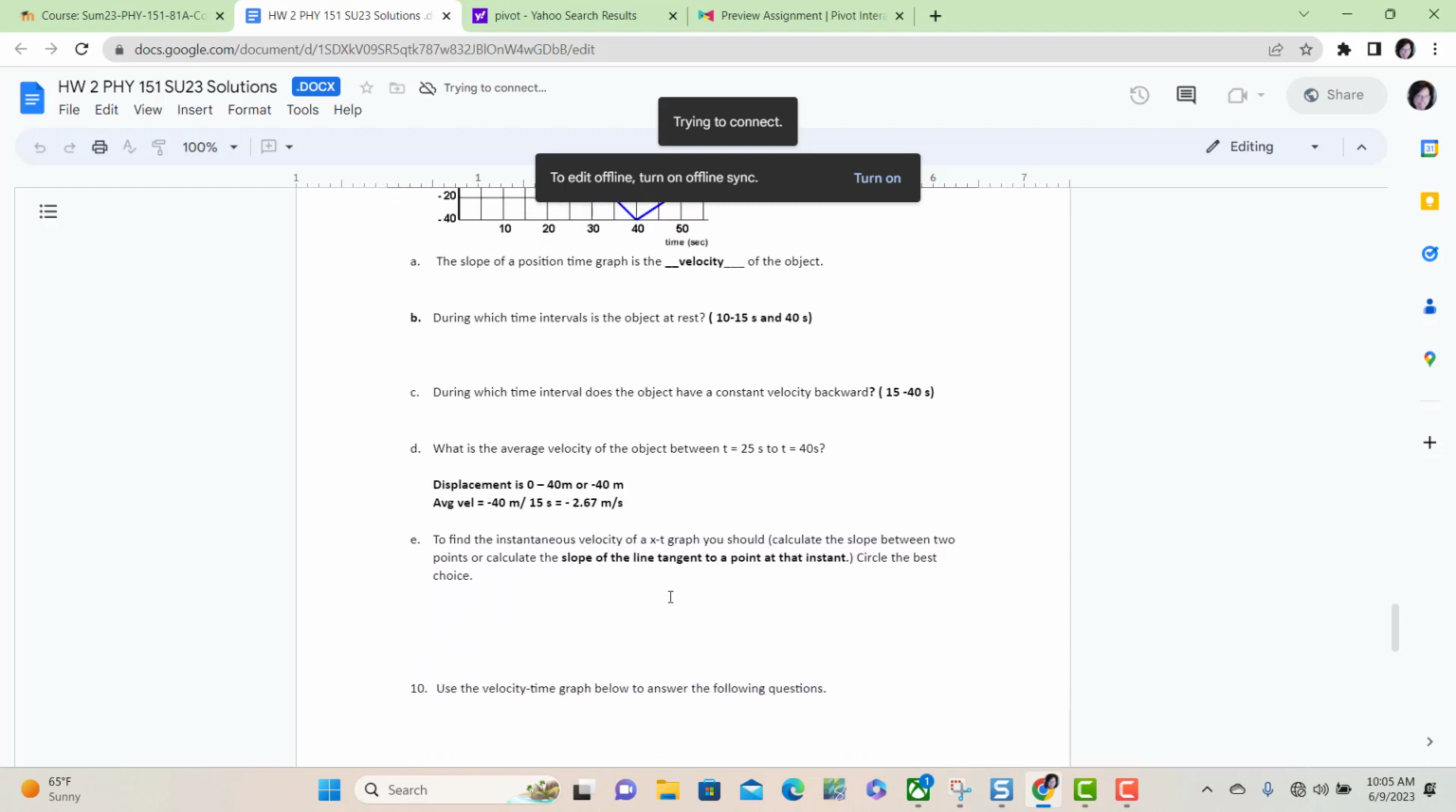Most people did well in number 9. The only thing is in E, they had found the solutions to a previous worksheet, and they made a calculation that didn't even make sense. It had nothing to do with the question. The question asked you to circle the best choice. When you find the instantaneous velocity on the xt graph, you find the slope of the line tangent to that point, because it's changing. And if you find the slope of a line between 2 points, you're finding the average velocity. But for instantaneous velocity, you want to find the slope of the line tangent to the point.